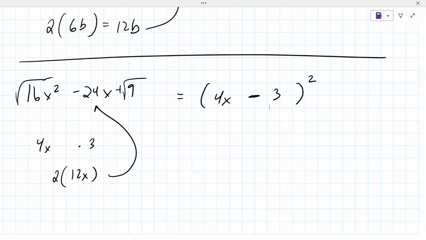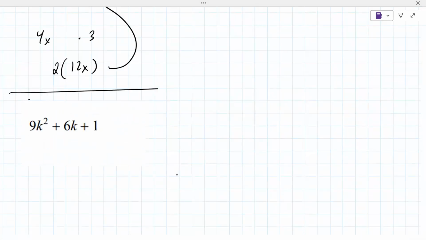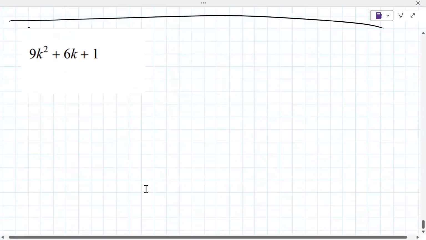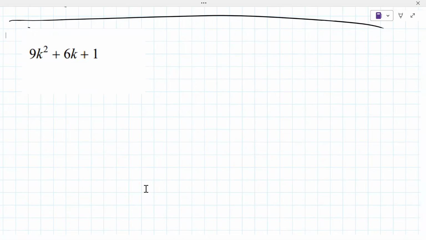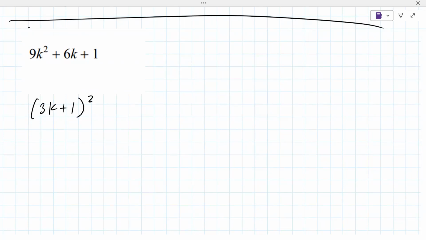All right, now sometimes, let's do one more. Here's one more. Give this one a try on your own, please. All right, I got 3k plus 1 squared. You are correct. Now sometimes they're disguised. That's what I was about to say here.